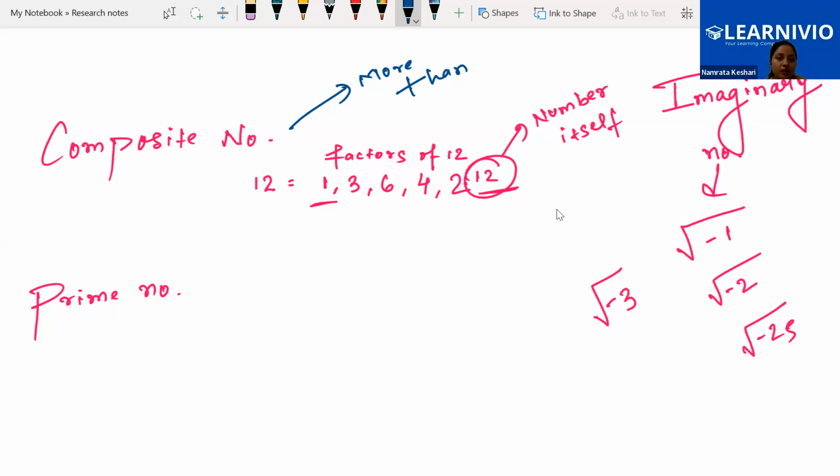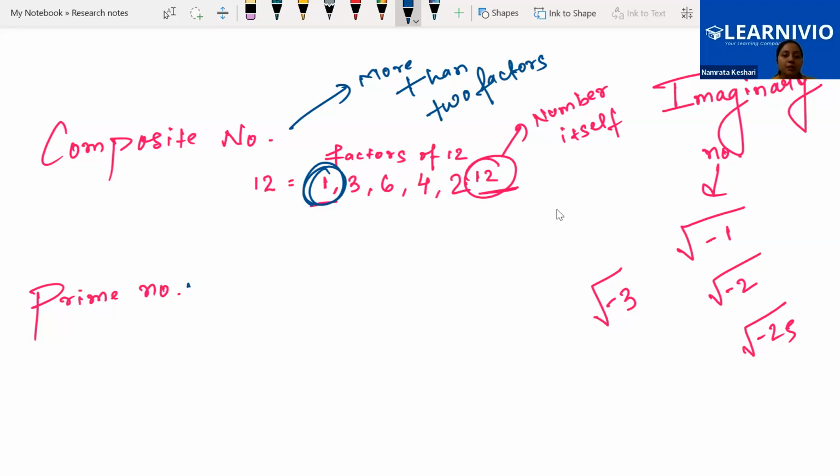1 and the number itself, these are the 2 factors. Each and every number will be having 1 and the number itself, these 2 factors. If any number is having more than these 2 factors, more than 2 factors, then those numbers are called composite numbers. Already known to you, I am just helping you to recall this concept because we will be using it again and again over here.